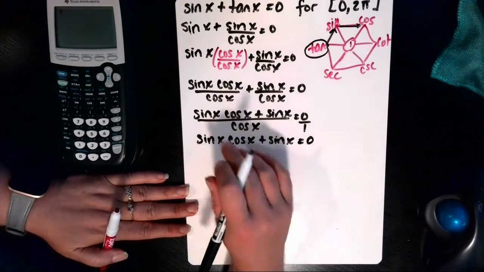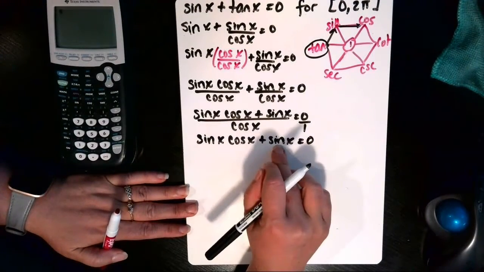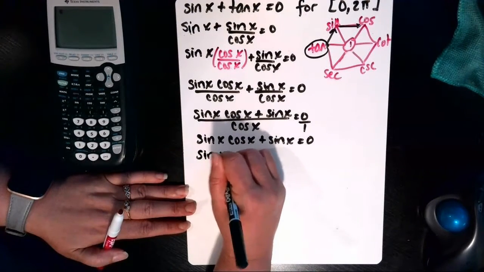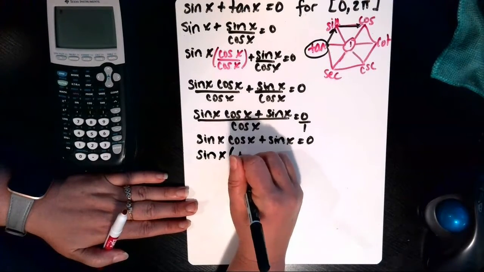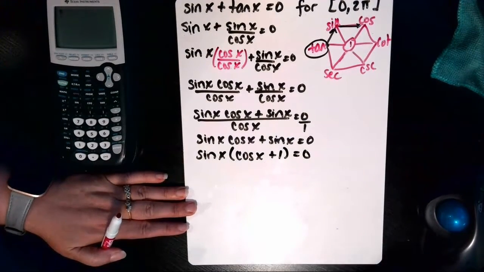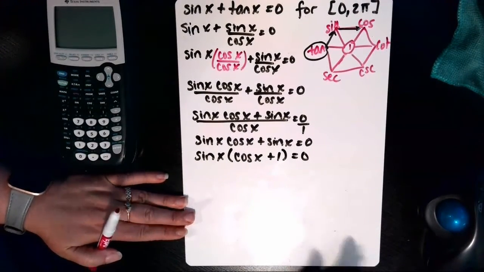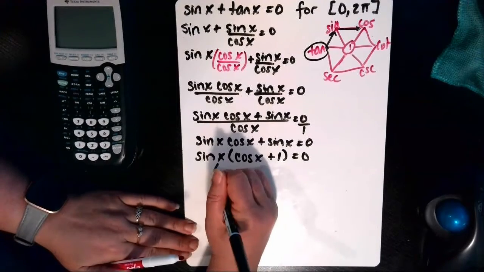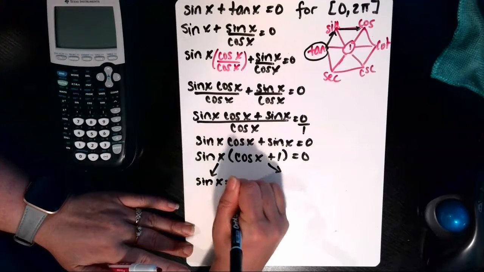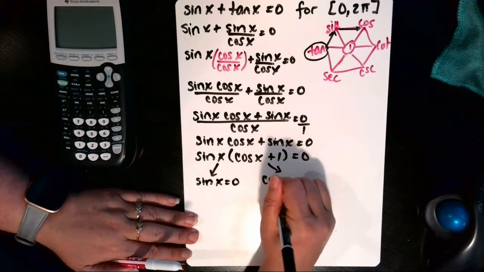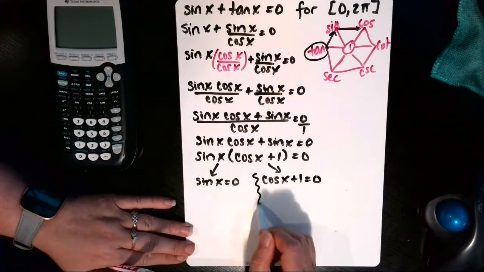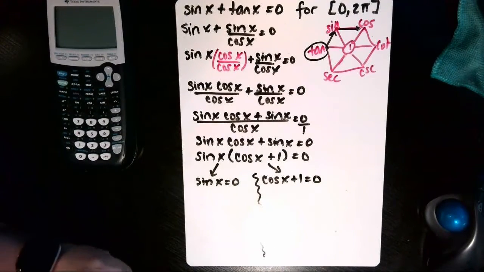Okay, now we can see that we've got a sine of x in each term of this binomial, so we can go ahead and factor that to the front as the greatest common factor. And we'll have sine of x times the quantity cosine of x plus 1 equals 0. And now that it's completely factored, we can solve by setting each factor equal to 0 using the zero product property. So sine of x is equal to 0 and cosine of x plus 1 is equal to 0. And then we solve those one at a time.